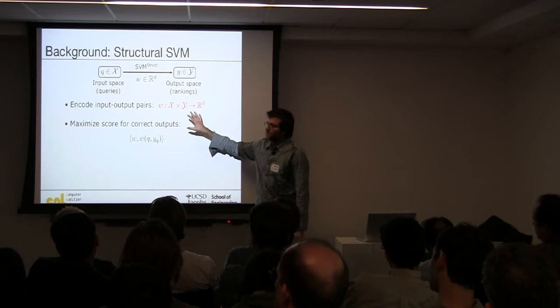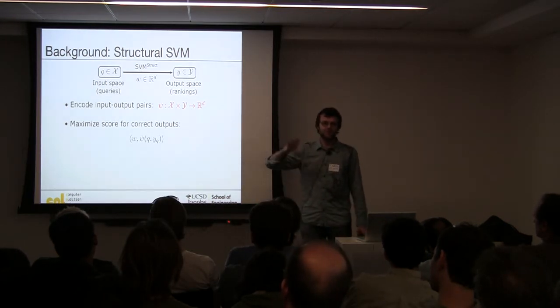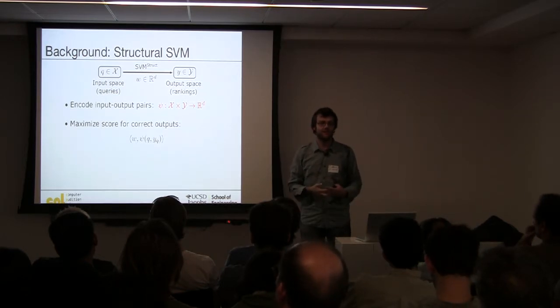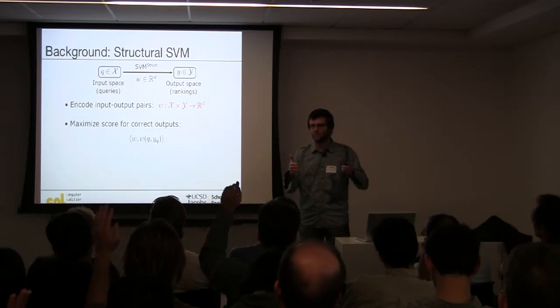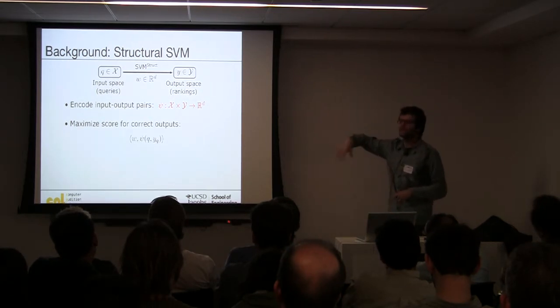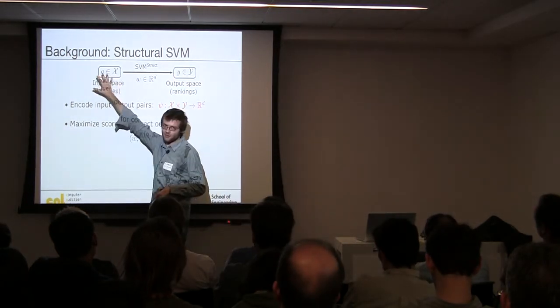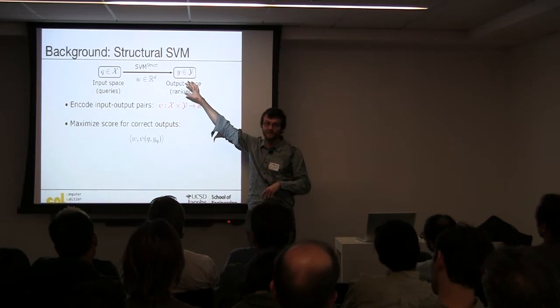To do this, we use something that is called structural SVM. Now, SVM, or support vector machine, is a fairly well-known, or very well-known, in fact, machine learning technique for classification. Now, how many here have heard of support vector machines? Okay, cool. Very good. So what we're doing is we're using some type of extension of the support vector machine. In a support vector machine, you're given some description of a data item and you're trying to predict whether it is black or white, right? Class plus one or class minus one.